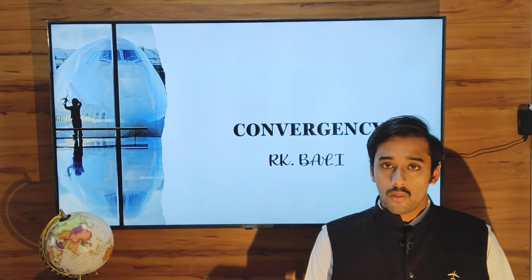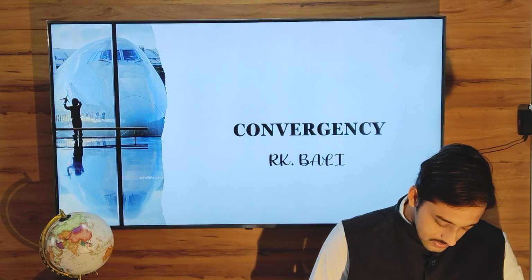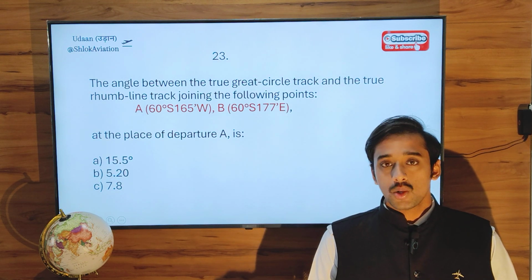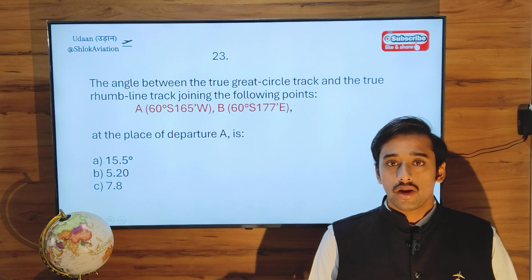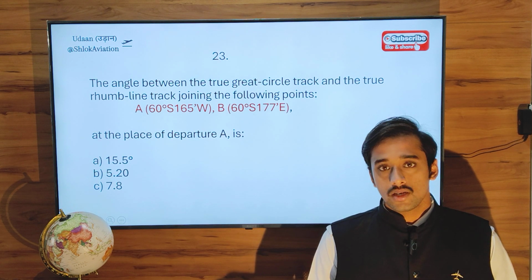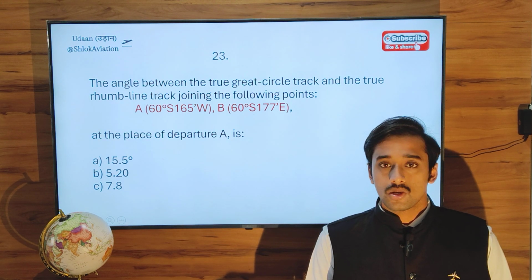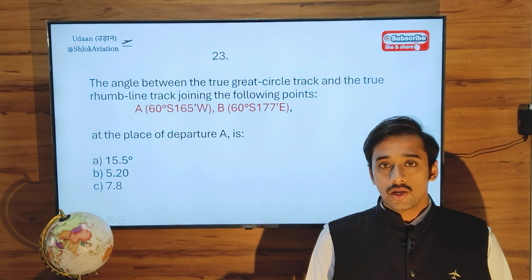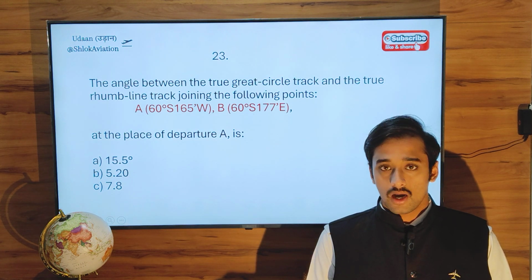So today's topic will be convergency from R.K. Bali. So let's start with question number 23. So question number 23 from R.K. Bali chapter, convergency. The questions before question 23 are all solved questions. So you don't need any explanation or solution for those questions as such. In case you need any help or you need any clarity, you can obviously contact me or let me know in the comment box. I will reach out to you personally and solve your doubts.